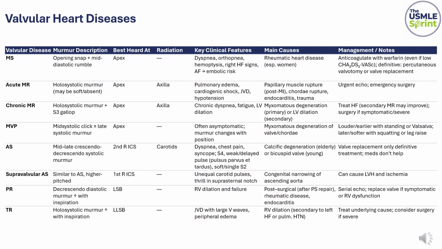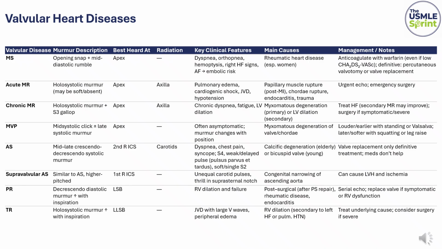Finally, tricuspid regurgitation. Most of the time it's secondary, meaning the valve itself is normal but stretched open due to right ventricular dilation, often from left-sided heart failure or pulmonary hypertension. The murmur is holosystolic, best heard at the left lower sternal border, and it increases with inspiration.